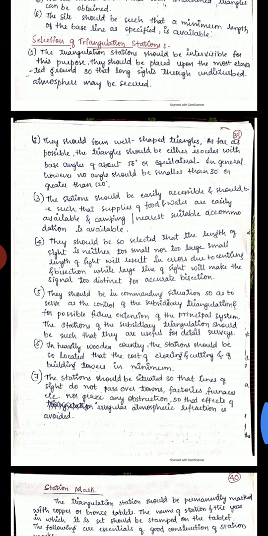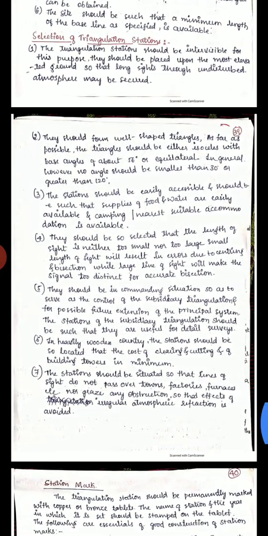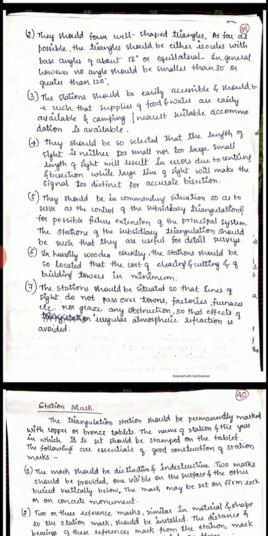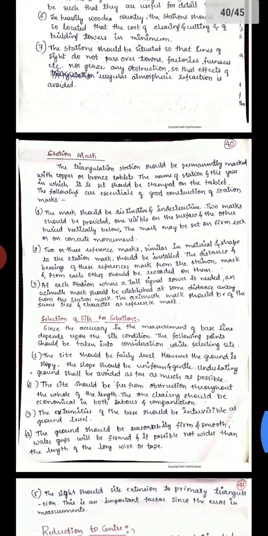The station should be easily accessible, and such that supplies of food and water are easily available and suitable accommodation is nearby. The station should be situated so that the lines of sight do not pass over towns, factories, furnaces, or any such obstructions. Okay, the next point is station mark.